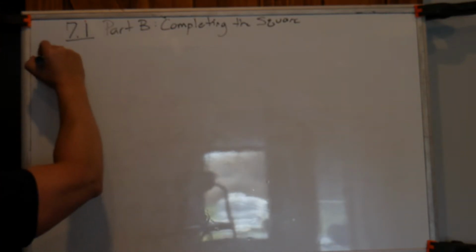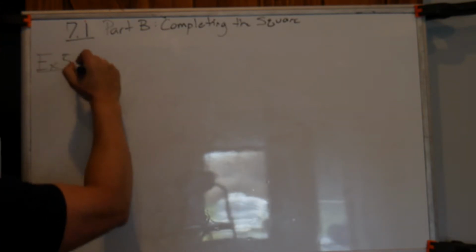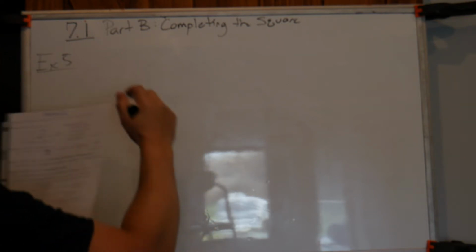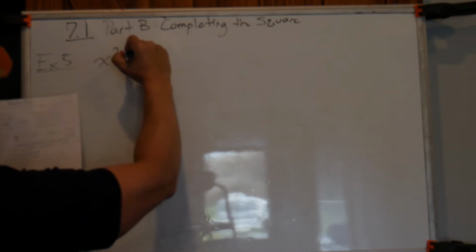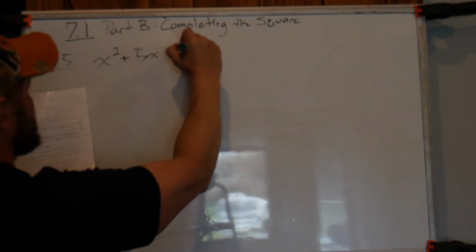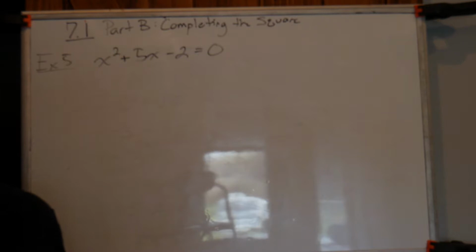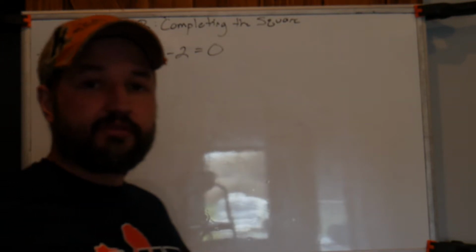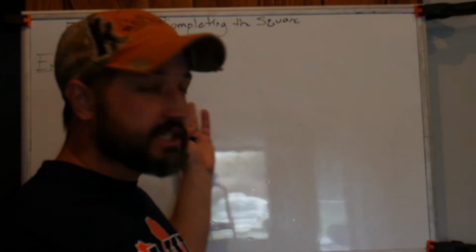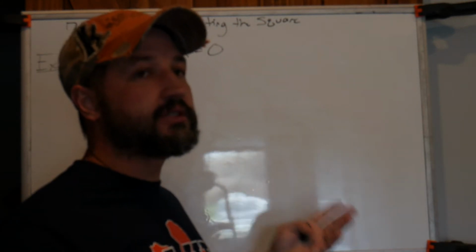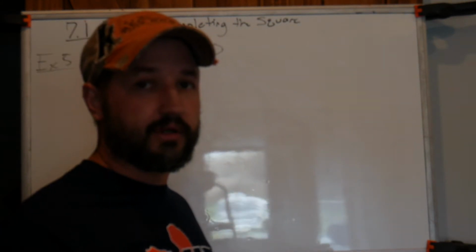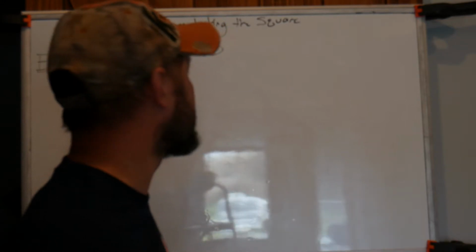Okay, so example 5. They give us x squared plus 5x minus 2 equals 0. Okay. I'm going to keep fractions. When I get a fraction, I'm going to keep it as a fraction because it's easier to deal with fractions when you are taking square roots or squaring.